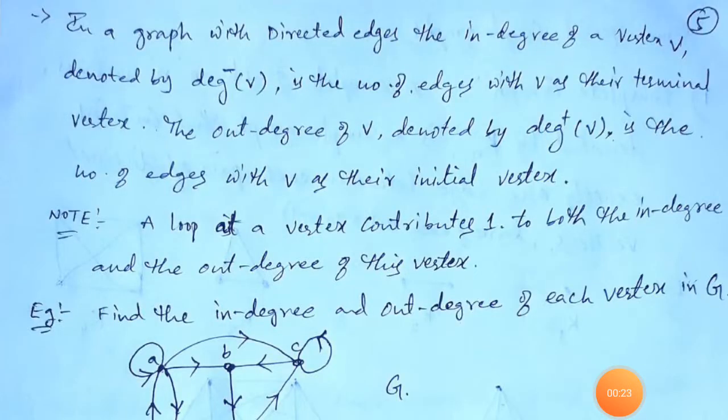Dear students, in the previous video we learned the degree of a vertex and the neighborhood of a vertex for non-directed graphs. Today we will see the degree of a vertex and the neighbors of a vertex for directed graphs. Observe, this is page number 5. We'll calculate the degree of a vertex in directed graphs. Now we'll see the first example.